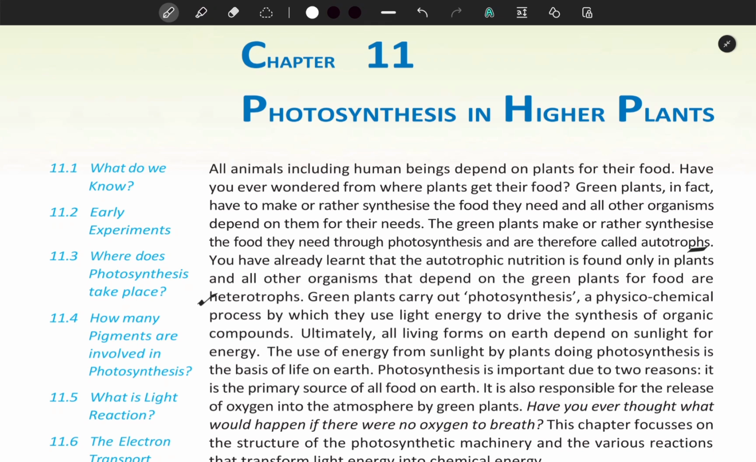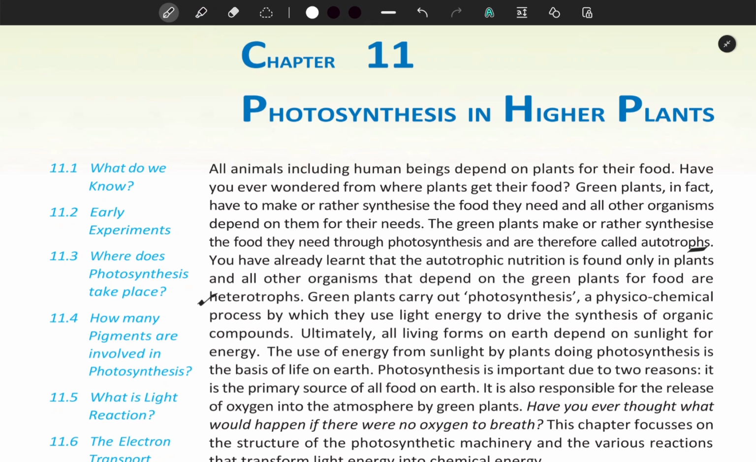Green plants carry out photosynthesis, a physico-chemical process by which they use light energy to drive the synthesis of organic compounds. Ultimately, all living forms on Earth depend on sunlight for energy. The use of energy from sunlight by plants doing photosynthesis is the basis of life on Earth.